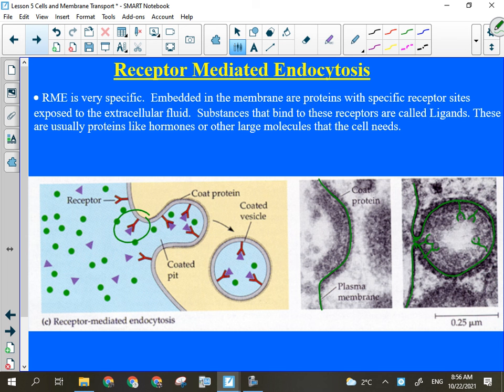Okay, so gone over these. This is endocytosis. That's different than cell transport. I don't want you to get them confused. Okay? Endocytosis is the changing of the membrane to engulf stuff. Okay? Cell transport is diffusion, osmosis, and active transport.